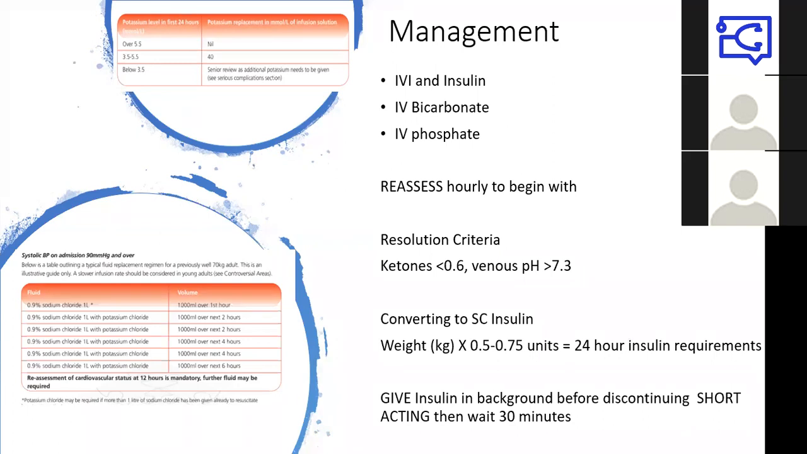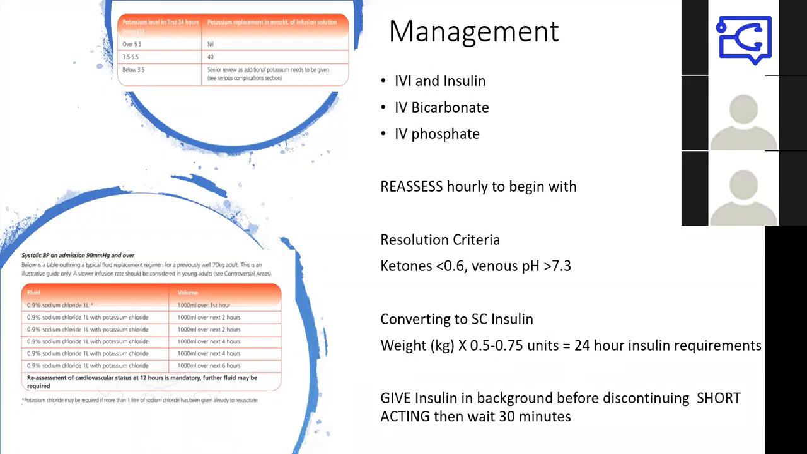Now, obviously, you need to tailor this to their fluid status. So when you're examining these patients, you want to be checking just to see how peripherally shut down they are. They need to be catheterized. You need to be asking, what's their skin turgor? How dry are their mucous membranes? And remember, if these patients have had an MI as their precipitant and they have heart failure, for instance, we need to be very sensible with our fluid resus.